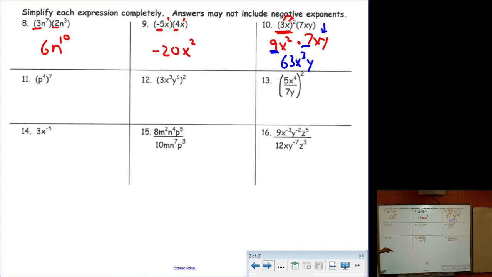Here you're going to do the power to a power rule. That would be p to the 4 times 7, which is 28, p to the 28th.